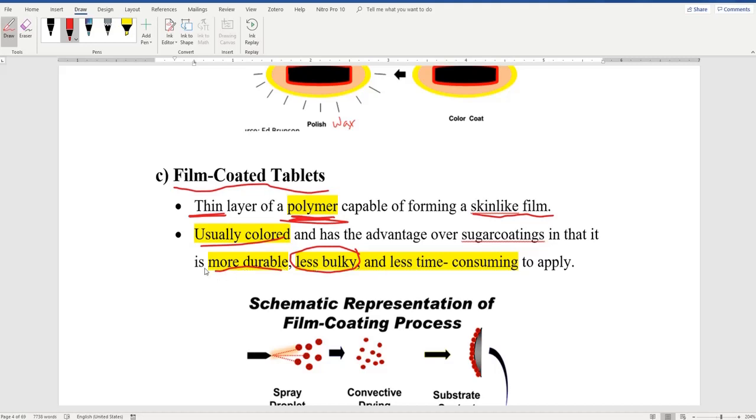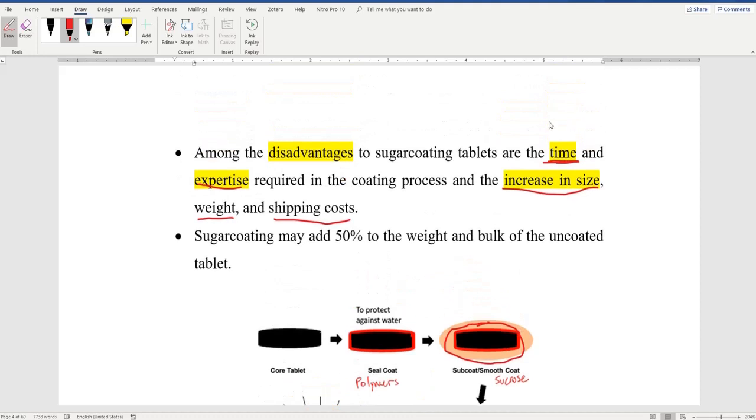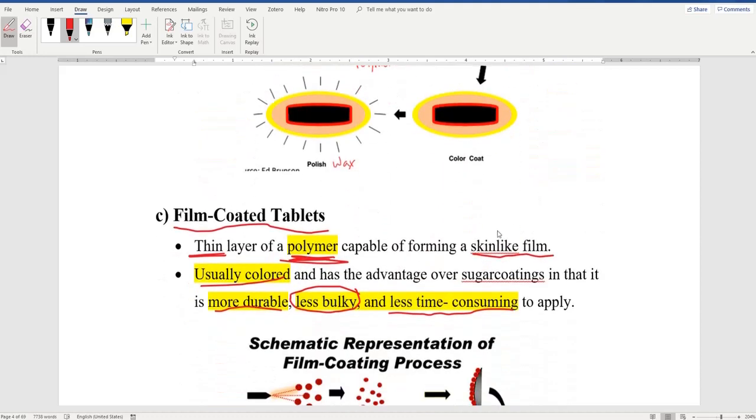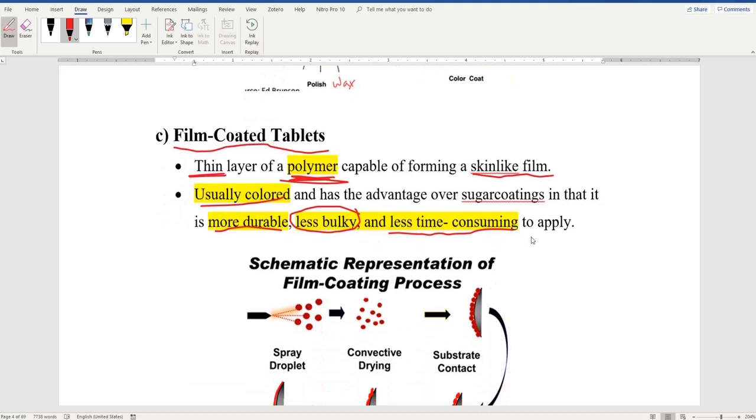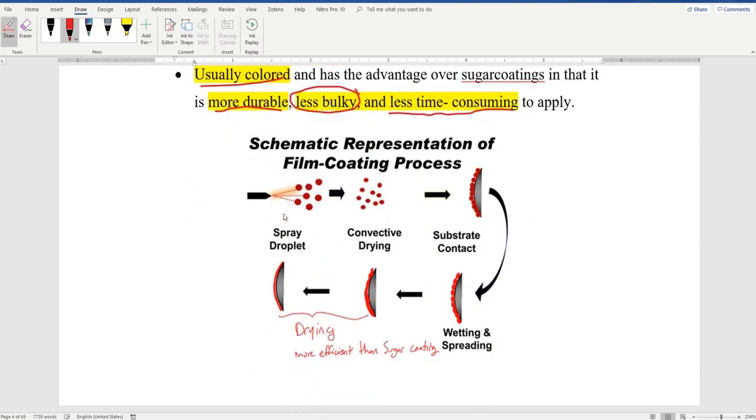So it's more durable, less bulky, and also less time consuming. If you compare here, it takes a long time, maybe one full day. But if you look at film coating, maybe it takes one hour and a half, where you are spraying the polymer solution or colloidal suspension of polymer.